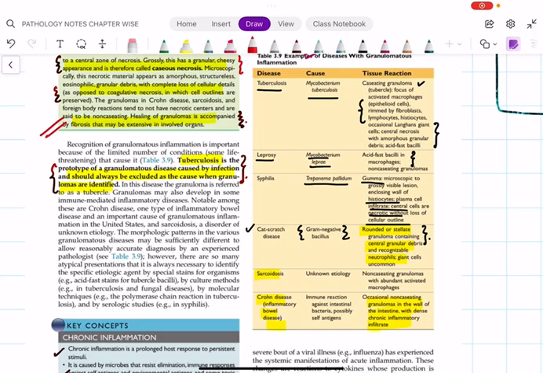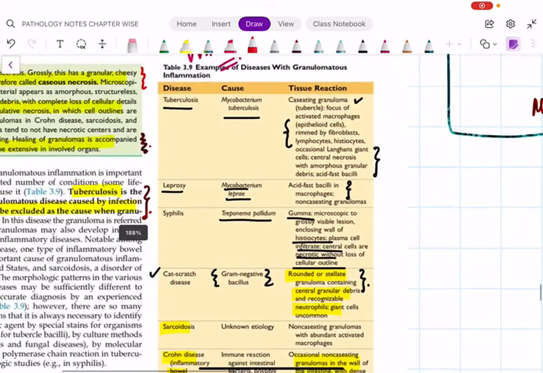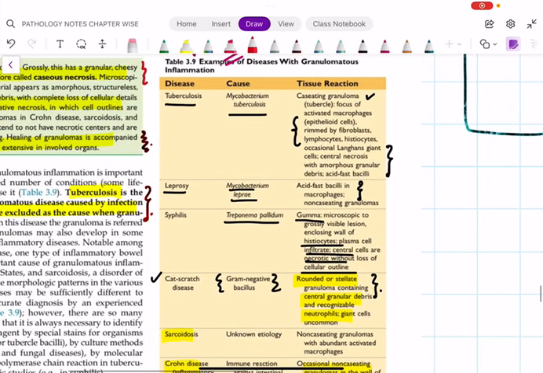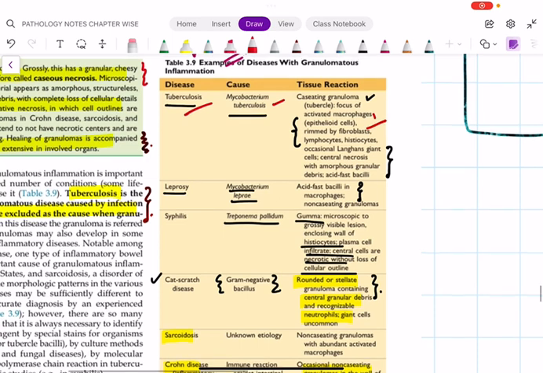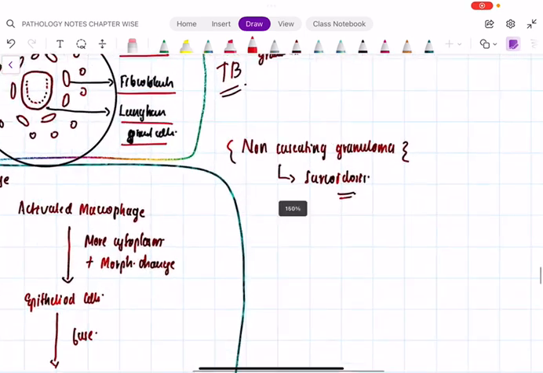We have a lot of other diseases you can quote as examples, as mentioned in your table. That is tuberculosis, caused by Mycobacterium tuberculosis. You can see caseating granuloma, and you can write all the features. Leprosy is an example of non-caseating granuloma. I told you, sarcoidosis is also an example of non-caseating granuloma. Non-caseous means what?